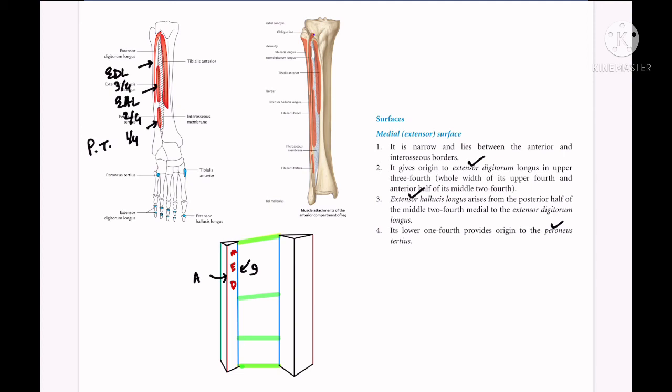So here go the extensor digitorum longus, extensor hallucis longus and the peroneus tertius on the extensor aspect, the medial surface of the shaft of the fibula. So the medial surface gives rise to three muscles: extensor digitorum longus, extensor hallucis longus, peroneus tertius.